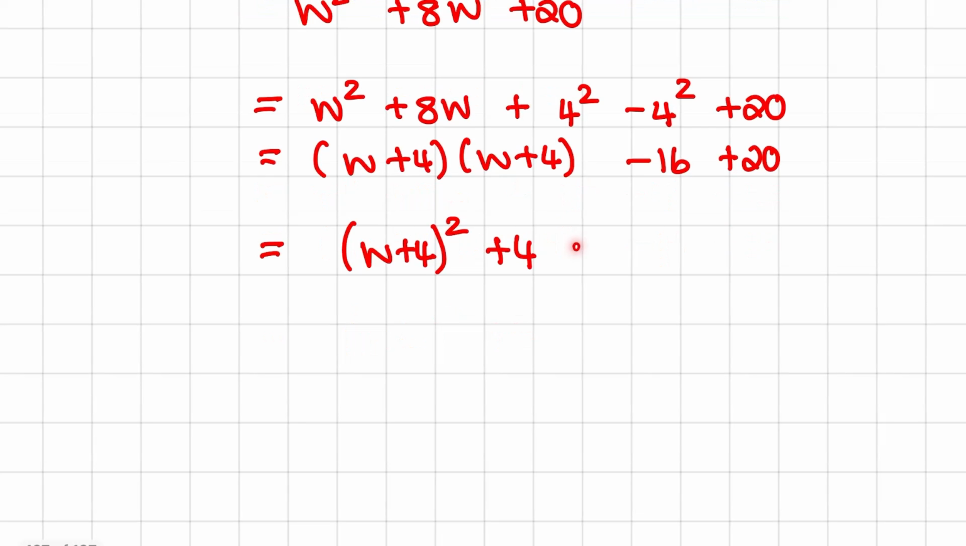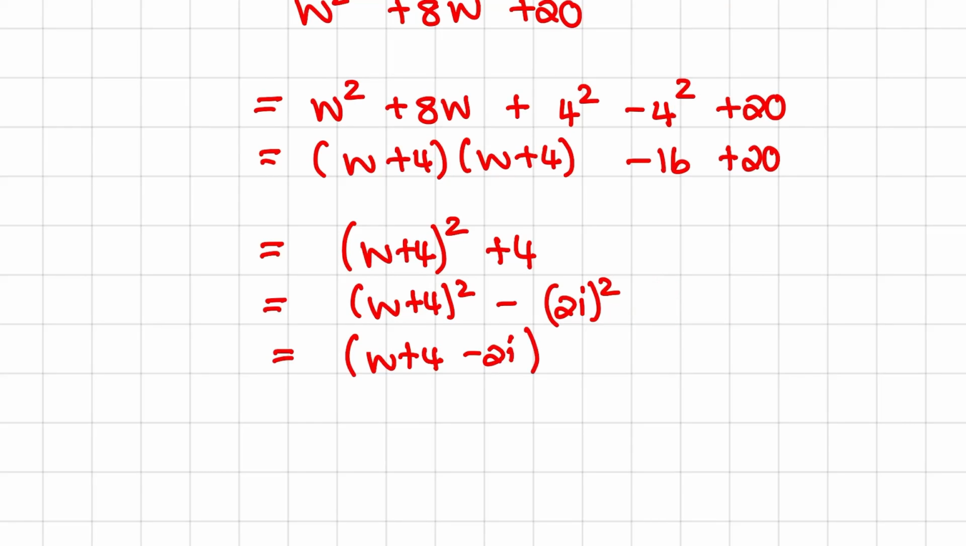And again, we notice that we cannot factor further because this is not a difference of two squares. But with our understanding of complex numbers, we can rewrite the plus 4 as negative 2i squared. So we have w plus 4 squared minus 2i squared. This now is a difference of two squares which we can easily factorize. So when I factorize, I have w plus 4 minus 2i times w plus 4 plus 2i. And that is how we can factor this trinomial.